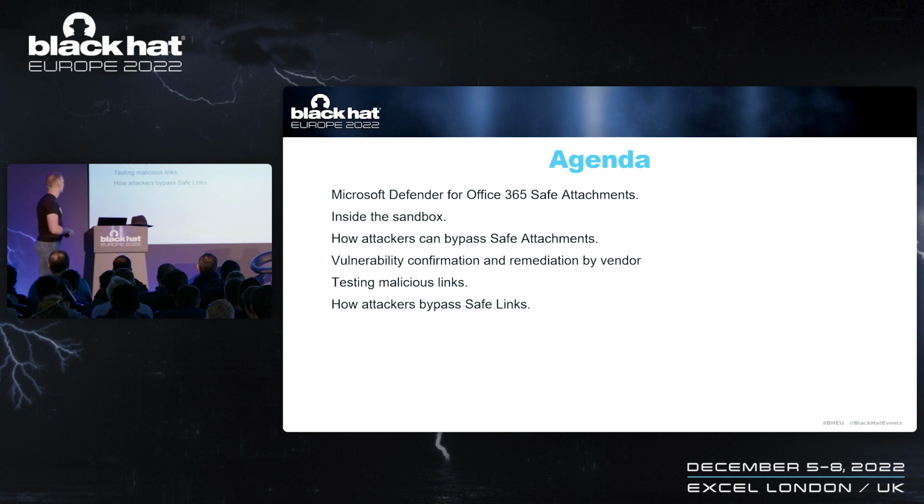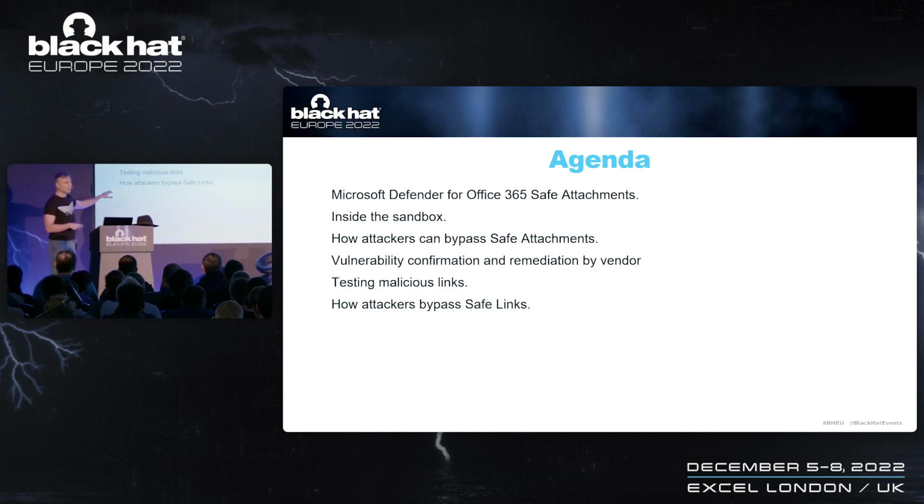After that, how attackers can bypass these safe attachments, and how Microsoft responds to my submission. After that, we're going to work with safe links pretty quickly, so that will not be the main part. So safe links, and how we can also bypass safe links protection. All right? Good to go?